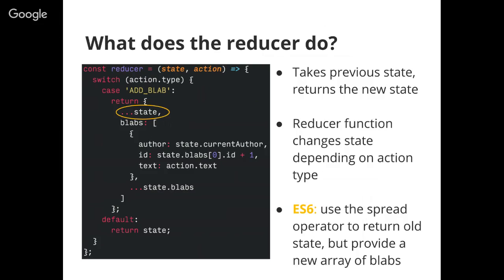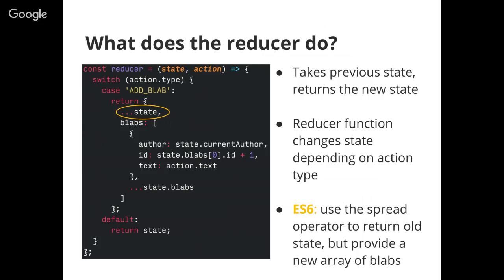So we talked a lot about this dispatch thing and about the state changing, but we haven't seen the actual logic behind changing the state. So this is what our reducer is, and this is what we pass into the store when we create it. It takes the previous state and returns the new state. So we can take what used to be that add blab function in app, which changed the app state, and now we're doing that same sort of thing here.